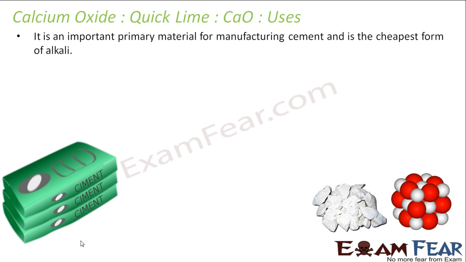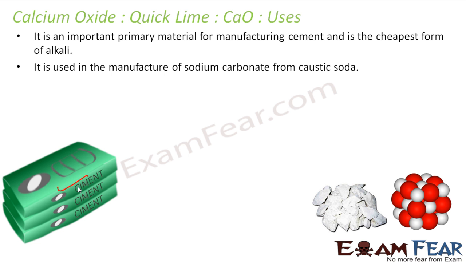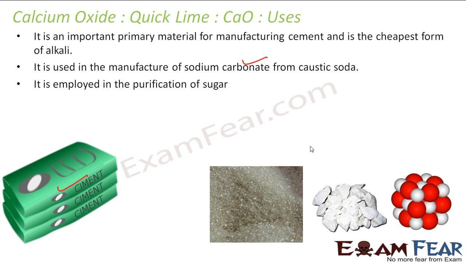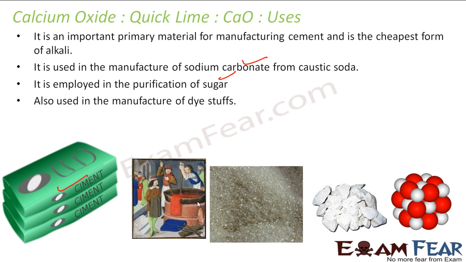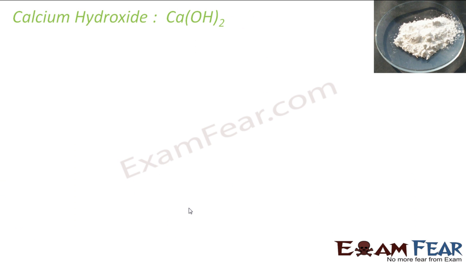We'll see some uses of calcium oxide. First thing is it is used to make cement. It is also used to manufacture sodium carbonate. It is used in the purification of sugar. It is also used for dyeing.